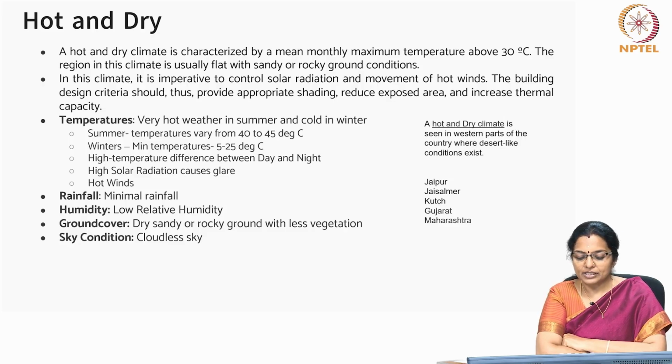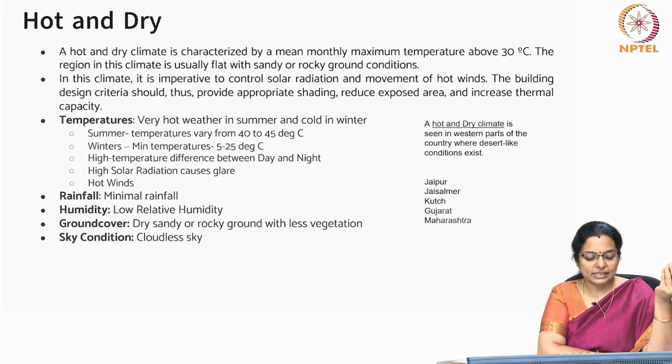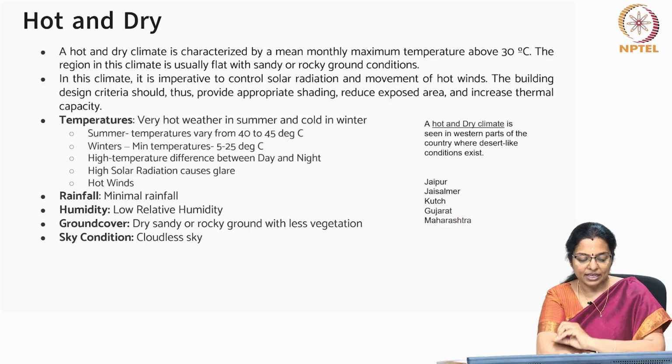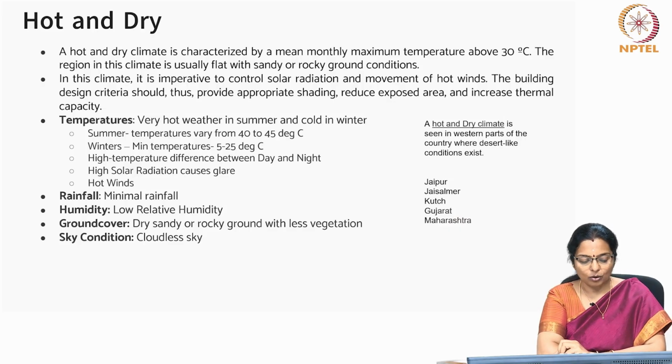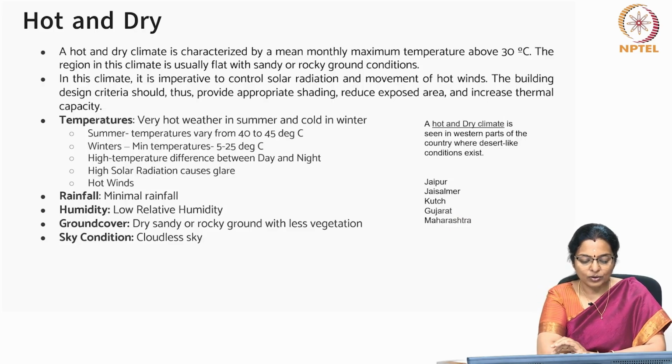High temperature difference between night and day exists. High solar radiation causes glare. The winds are extremely hot drafts. There is very minimal rainfall. So, you can imagine it's very hot, it's very dry and there is very little precipitation. There is very low relative humidity and ground cover is primarily dry, sandy or rocky ground with less vegetation. The sky condition is cloudless sky.